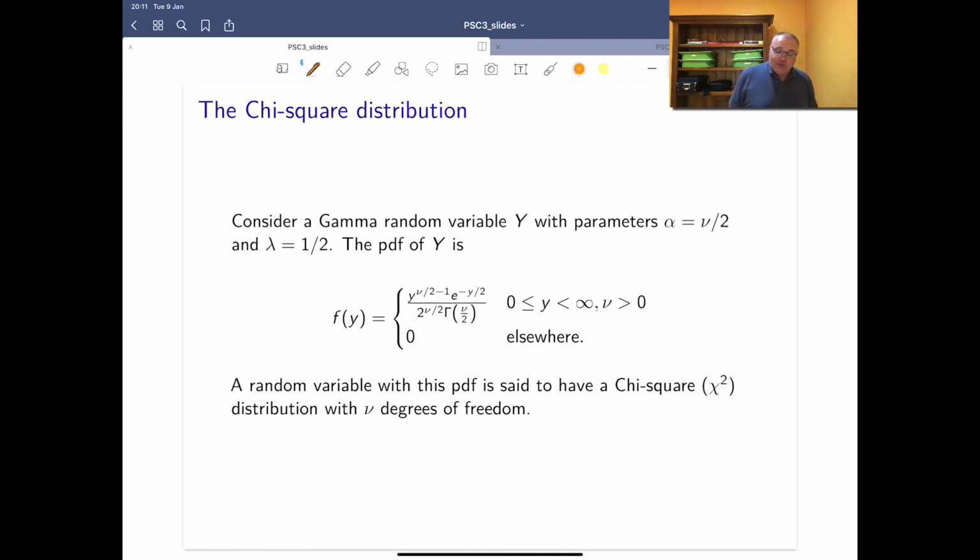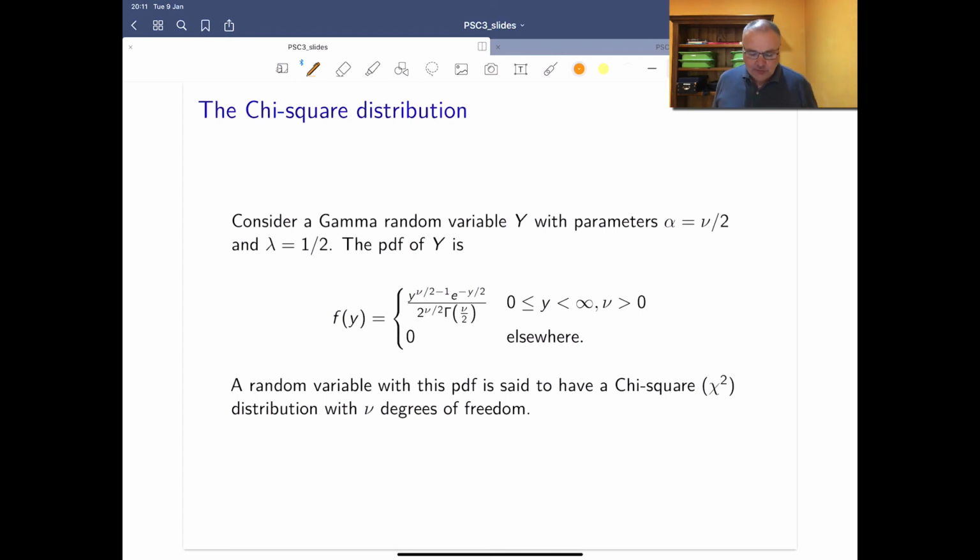There's a special case of the gamma that you may have heard of before. So imagine we've got a gamma random variable and it has a parameter alpha equals nu over 2. That looks like a V, but it's not, it's the Greek letter nu. And we let lambda equal a half. Then that PDF is actually a chi-squared distribution, a chi-squared distribution with nu degrees of freedom.